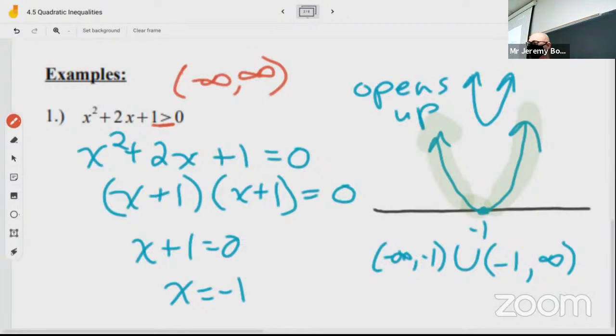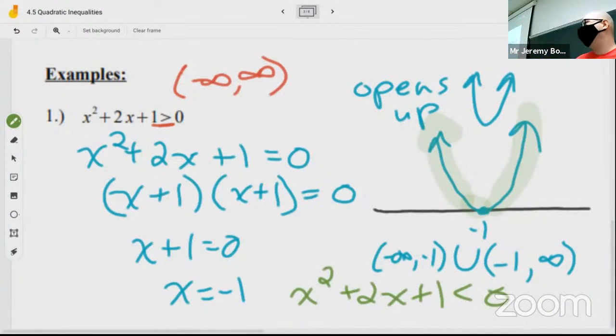If you ask if this was less than 0, what do you think the answer would be? If you said, where is x squared plus 2x plus 1 less than 0? Where is it below the x-axis? Is it ever below the x-axis? No. So this would be no solution. There are no numbers such that that is below the x-axis.